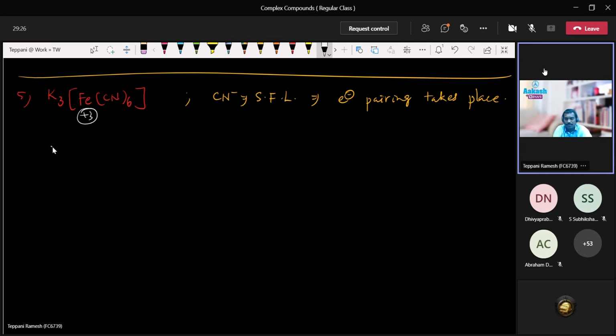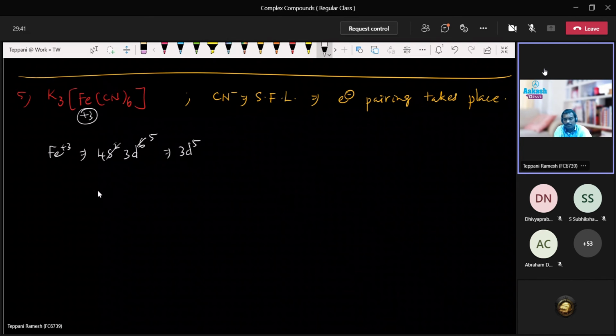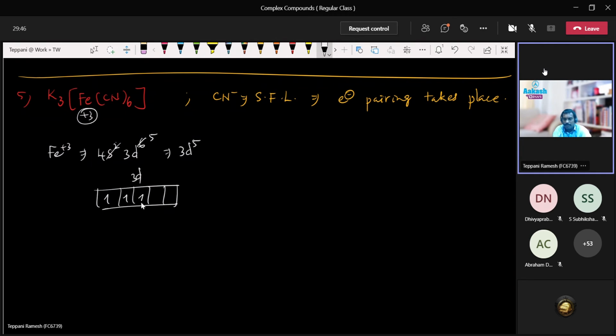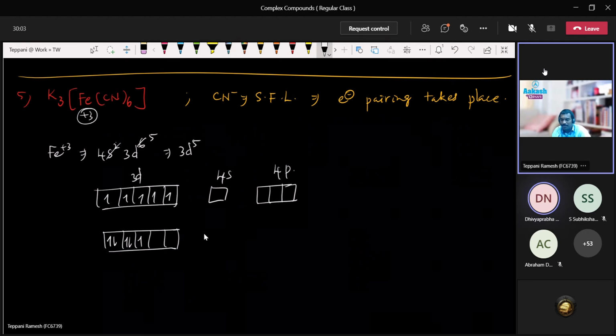Fe plus 3 is with 3d5. Otherwise, you write 4s2 3d6. This is gone, and this one electron, 3d5. 1, 2, 3, 4, 5. Then 4s, 4p. So pairing occurs with 5 members. How many pairs can you make with 5 members? Only 2 pairs are possible. Odd number is there, that's why.